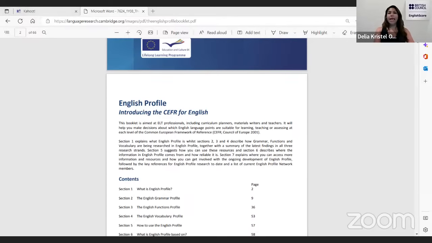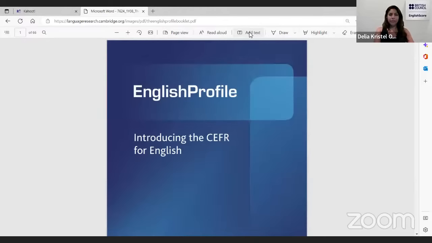Okay, so I am now showing you the document. This document is called the English Profile. It's a document that aims to share some of the language content that you are supposed to teach your students according to their English level. It's going to be very useful and very beneficial for all of you.